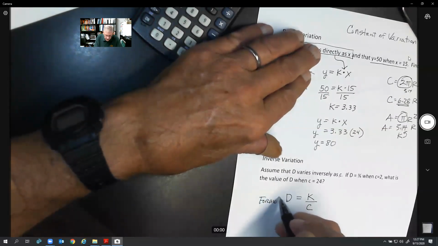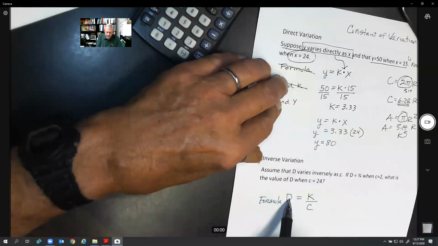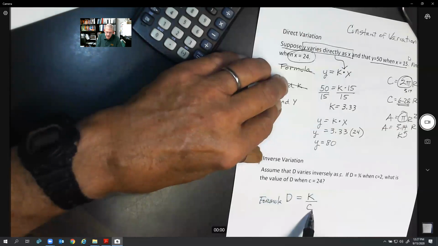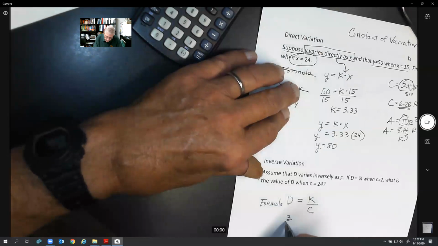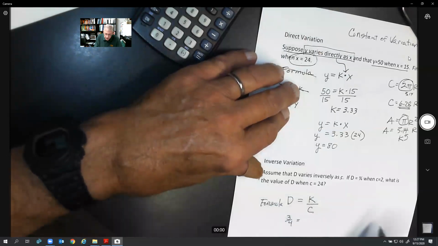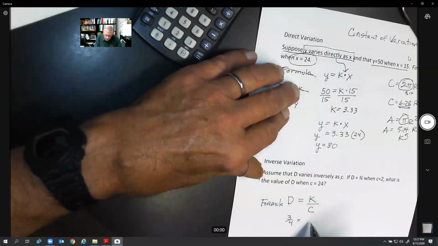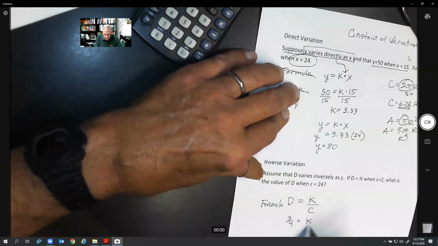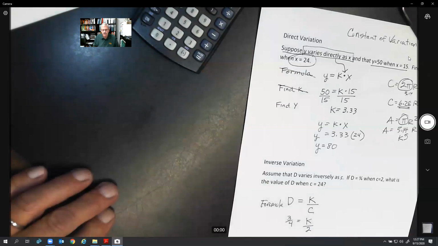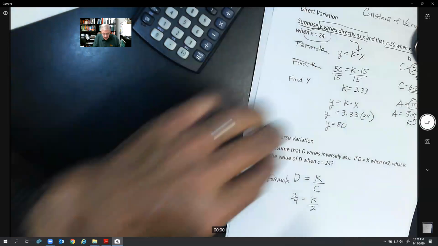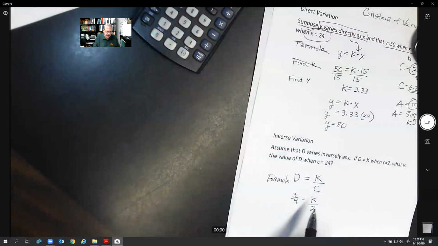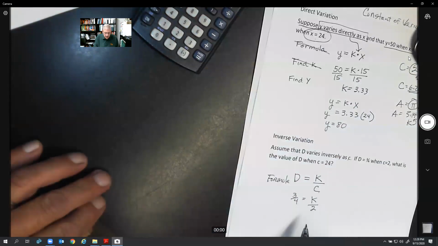And see, you don't always have to have X's and Y's. D equals K, a constant of variation, over C. If D equals 3/4 when C equals 2, find K. So D equals K over C, so 3/4 equals K over 2. Right away, a couple ways you could do this. You could change 3/4 to 0.75, right? And it might be easier to use it that way.